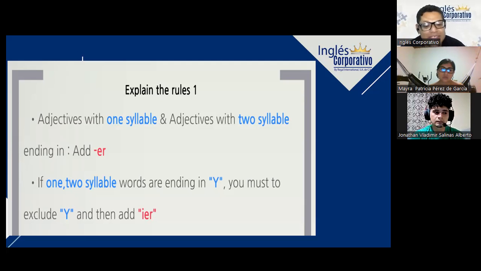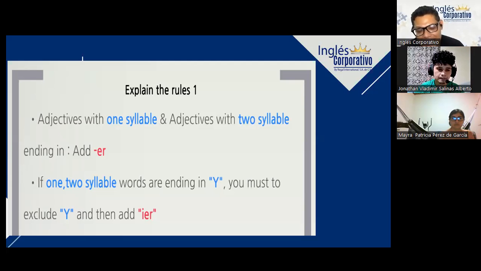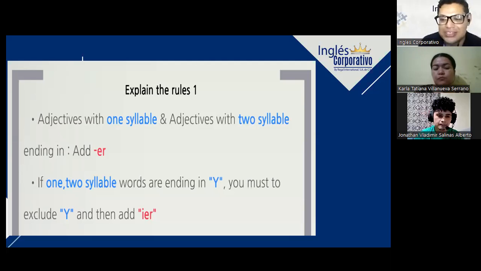Short solo tiene una sílaba. Crazy. Old, new, entonces son de una sílaba. Y adjetivos que tienen dos sílabas también terminan con er. Por ejemplo, este er para nosotros va a significar más. Entonces, cuando yo digo fast, quiero decir más rápido. Yo le voy a agregar al final del adjetivo la er y entonces va a decir faster, que significa más rápido. So we can say faster.